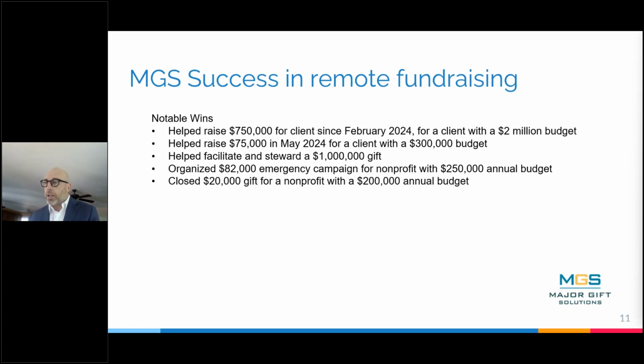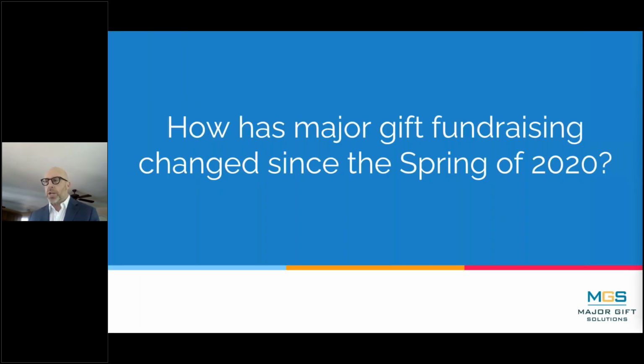A client of ours recently closed a $1 million gift. We were tangentially involved in that, but that was a big win. And you can see a couple of other examples here. We were really fortunate to help organize an $82,000 emergency campaign for a small nonprofit here in Chicago, but done fully remotely. And then recently, just the other day via Zoom, in a donor meeting with the executive director and myself, we closed just under a $20,000 gift for a nonprofit with likewise a small budget. So you can see the types of clients we help and the manner in which we have been able to see some pretty good success.